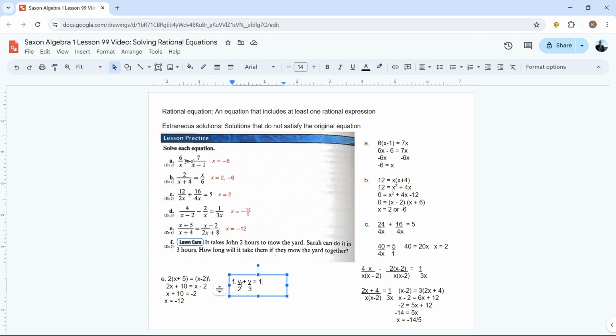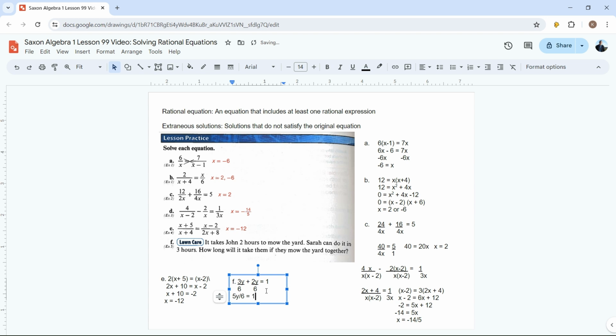Now, I can't combine these two fractions until I get a common denominator. So I'm going to have to multiply this one by 2 over 2. That's going to become 2y over 6, right? 2y over 6 is the same as y over 3. This first one's going to become 3y over 6. And I get a total of 5y over 6 on the left. So it's going to be 5y over 6 equals 1.